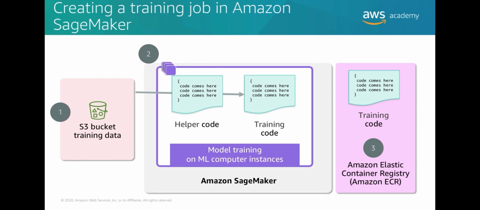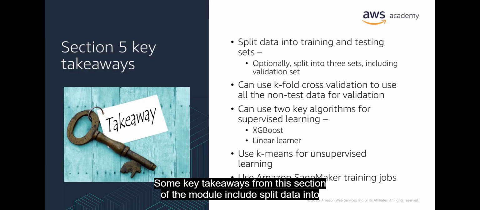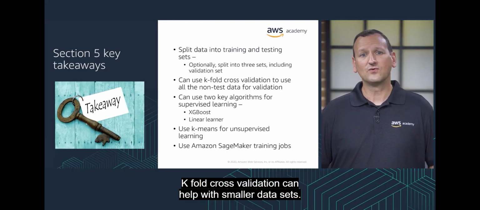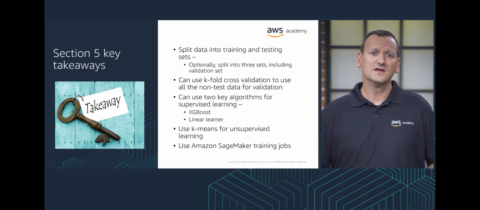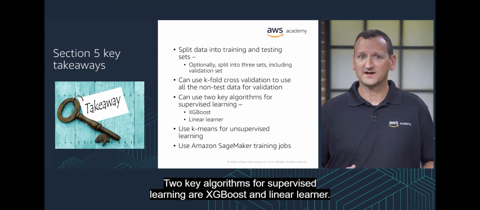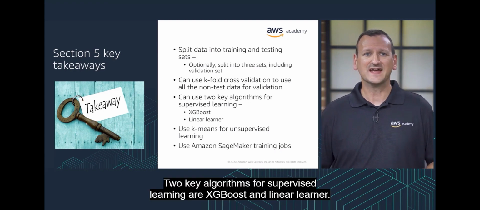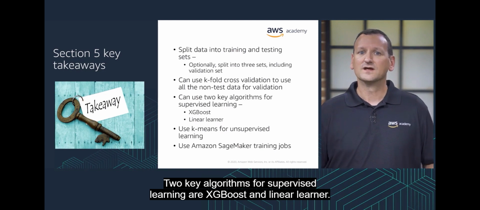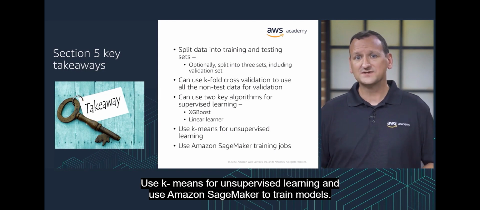Some key takeaways from this section of the module include: splitting data into training and testing sets helps you validate the model's accuracy. K-fold cross-validation can help with smaller data sets. Two key algorithms for supervised learning are XGBoost and linear learner. Use K-means for unsupervised learning. And use Amazon SageMaker to train models. That's it for Section 5.